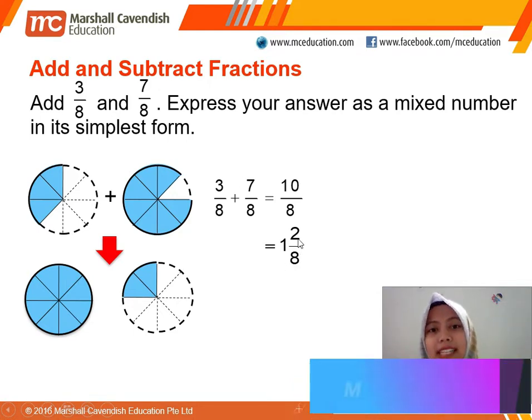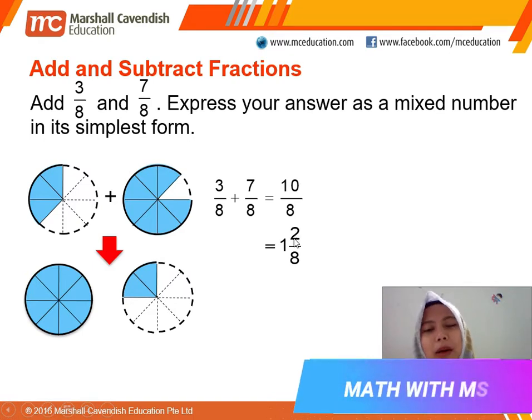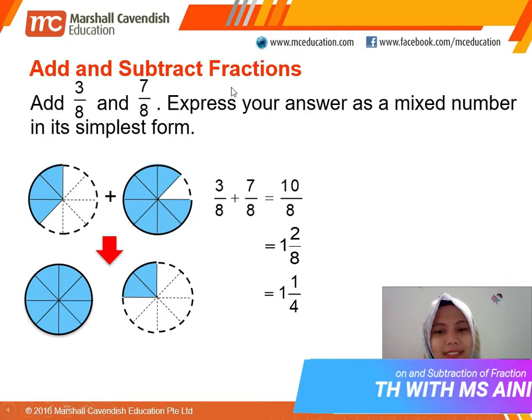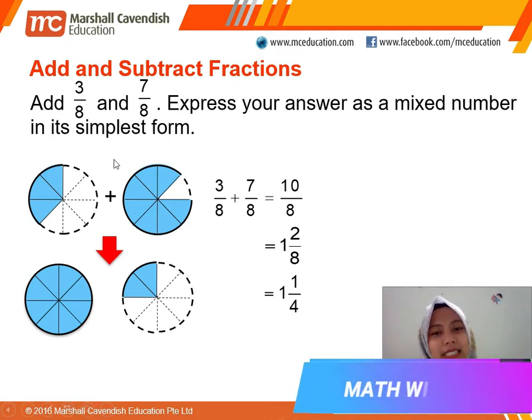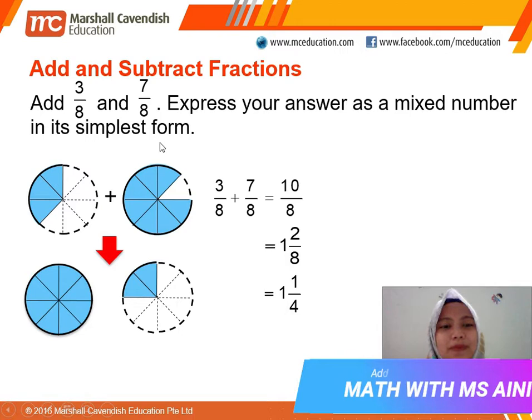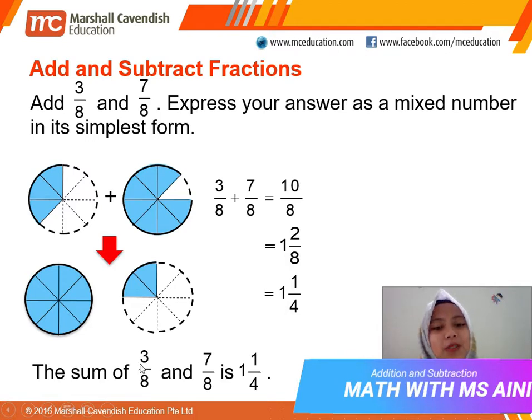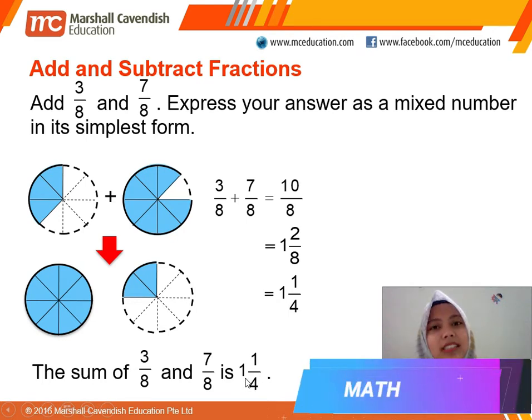2 over 8 can be changed into something over 4. So you can divide this by the same number, that is 2. So 2 divided by 2 and 8 divided by 2. So you will get 1 over 4. So this is already a mixed number and in simplest form. Now, the sum of 3 over 8 and 7 over 8 is 1 and 1 over 4.